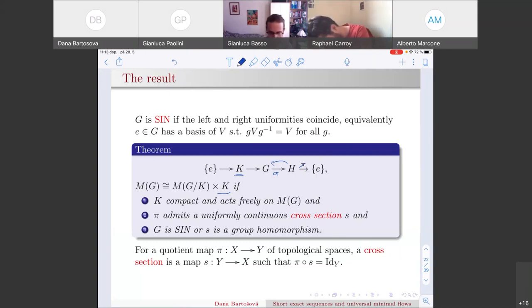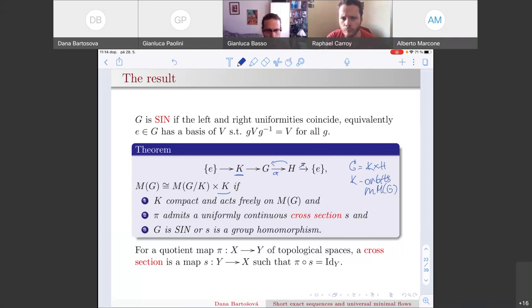Yeah, I think the computation of the universal minimal flow of the products is only for the products, not for the exact sequences. Okay. So what they do, now K is just a group with metrizable universal minimal flow, and they look at orbits of that, on the universal minimal flow of G. So you have that G is equal to K times H, right? And you can look at K orbits on M of G.